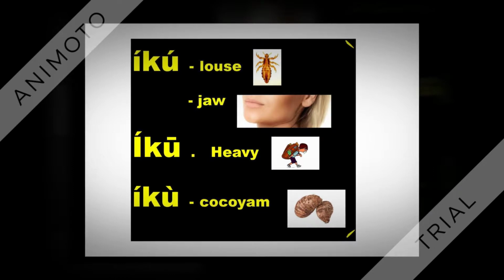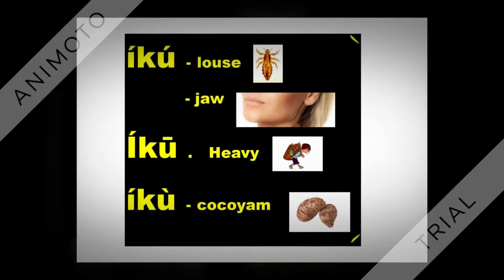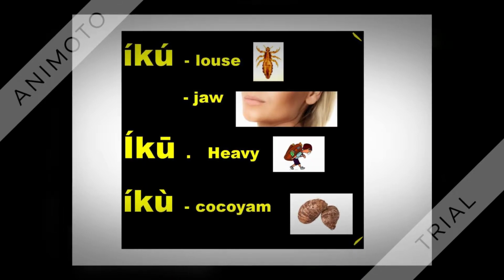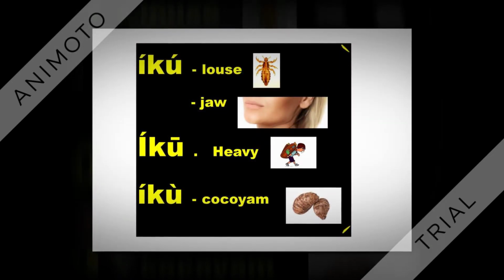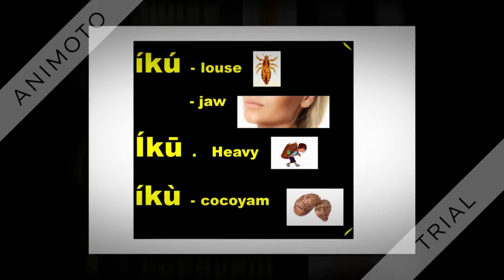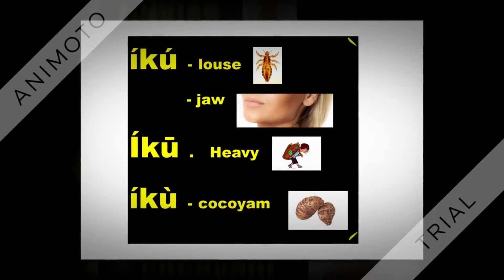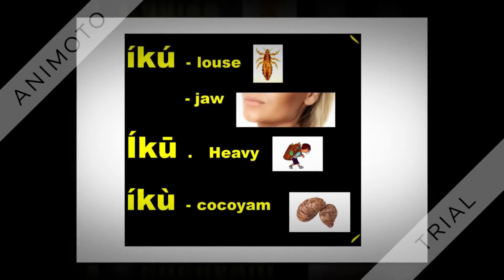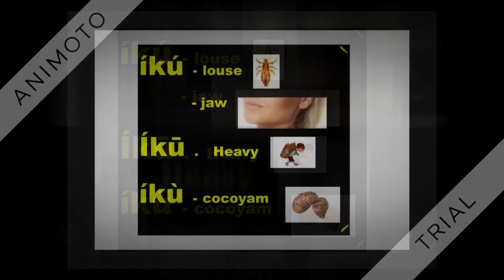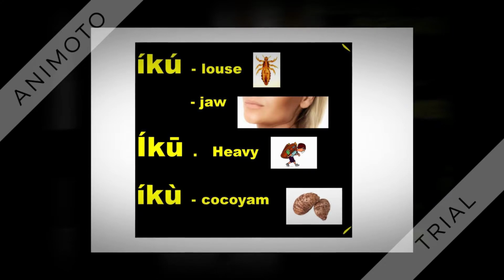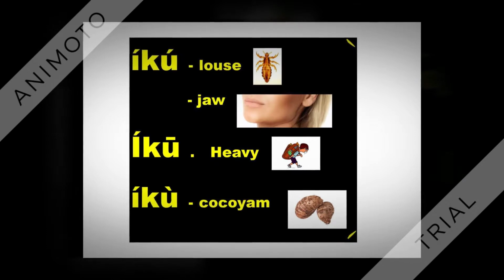Next we will look at is also IKU, which is heavy. When something is heavy, you say it is Iku. The I has a rising stress mark from left to right, and the U has a falling stress mark from left to right. Iku, heavy.